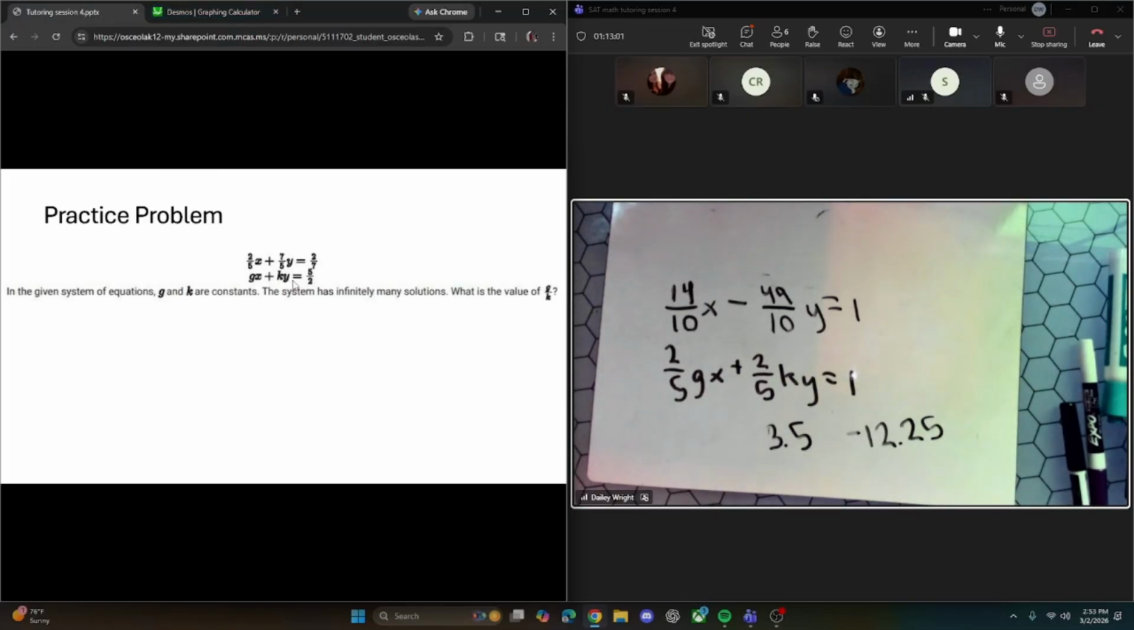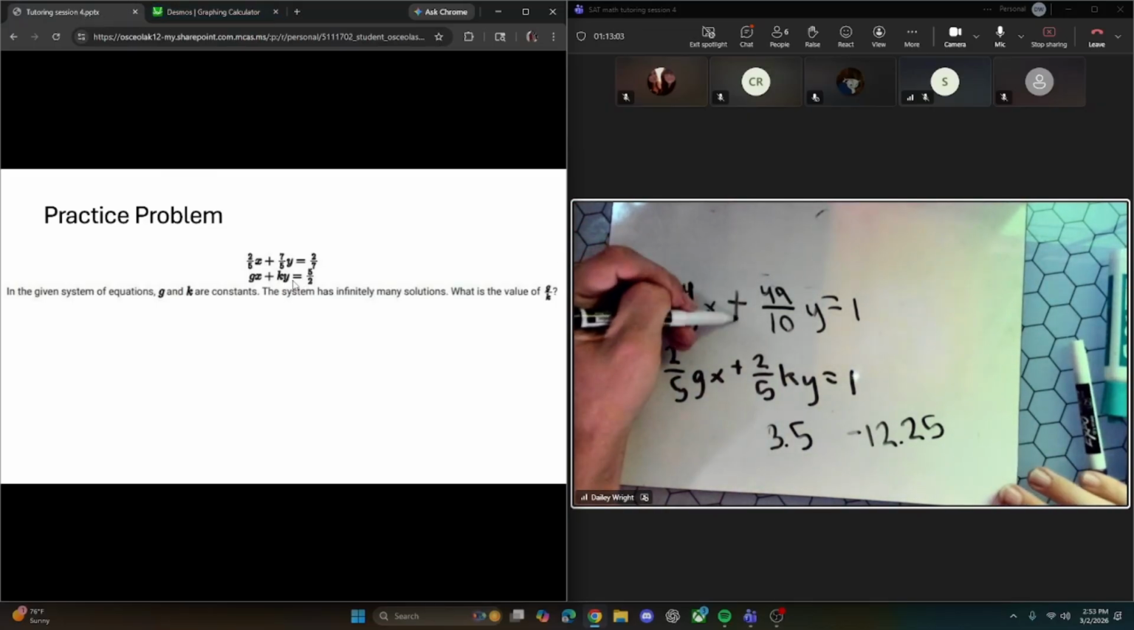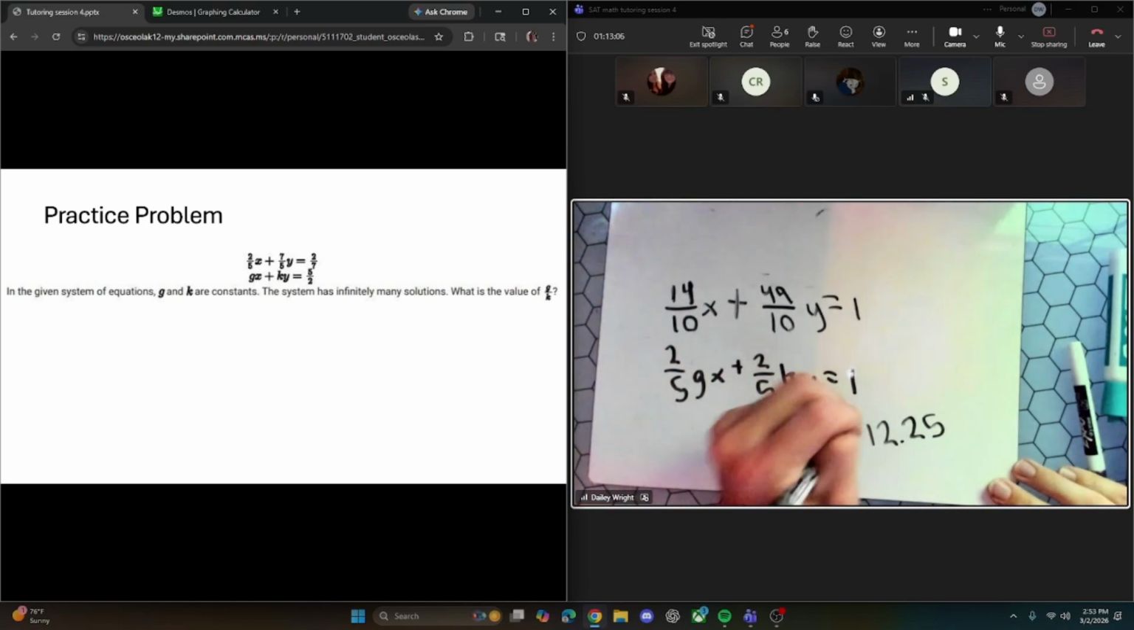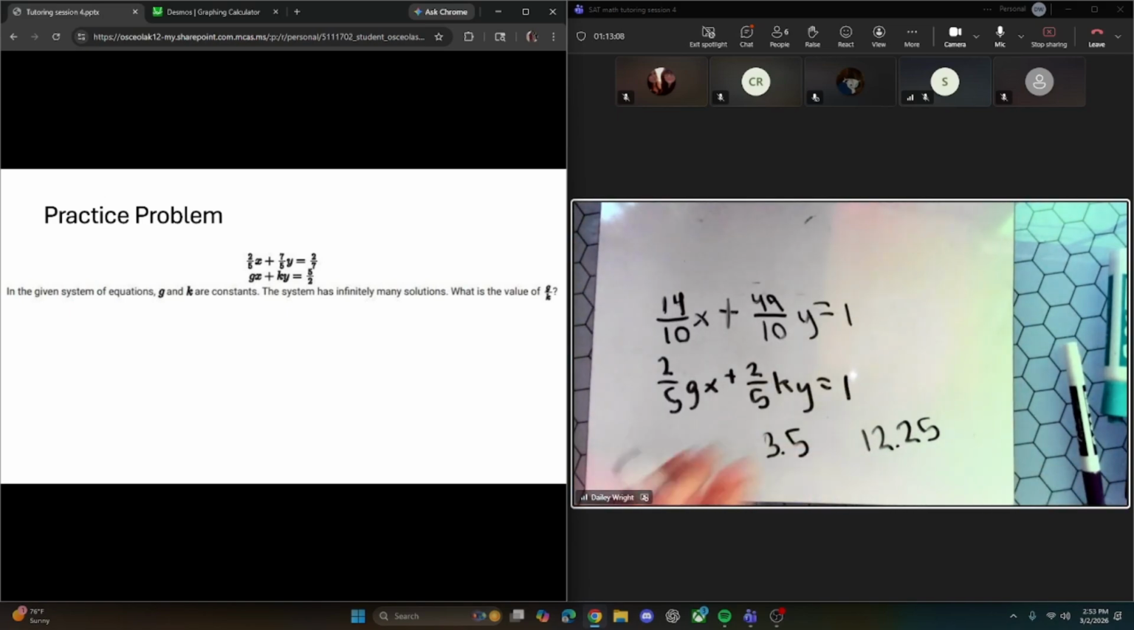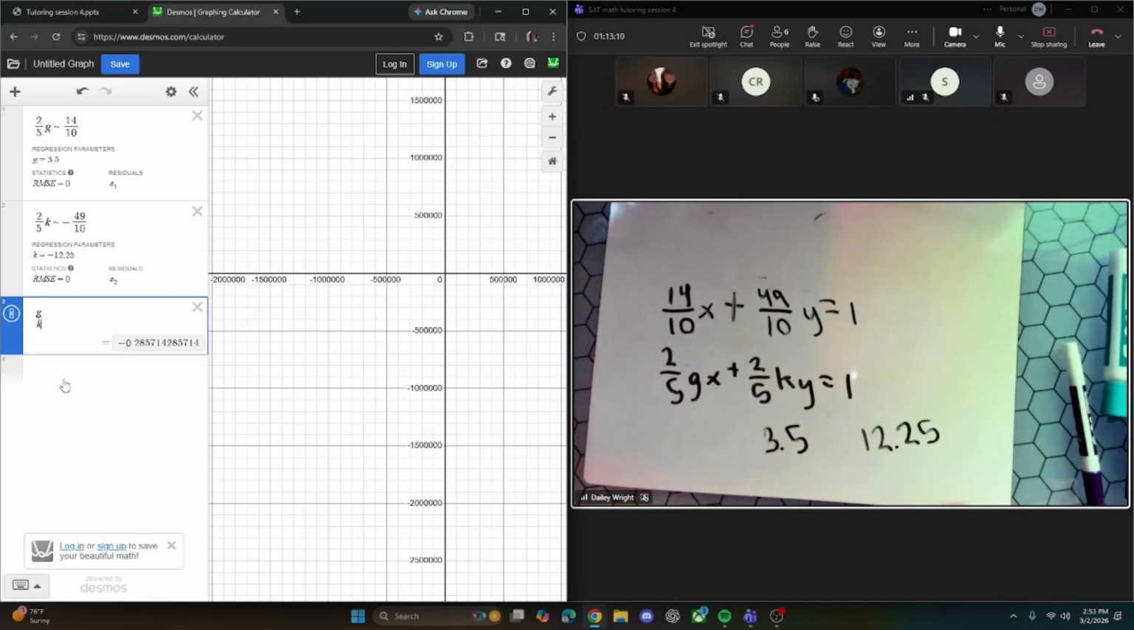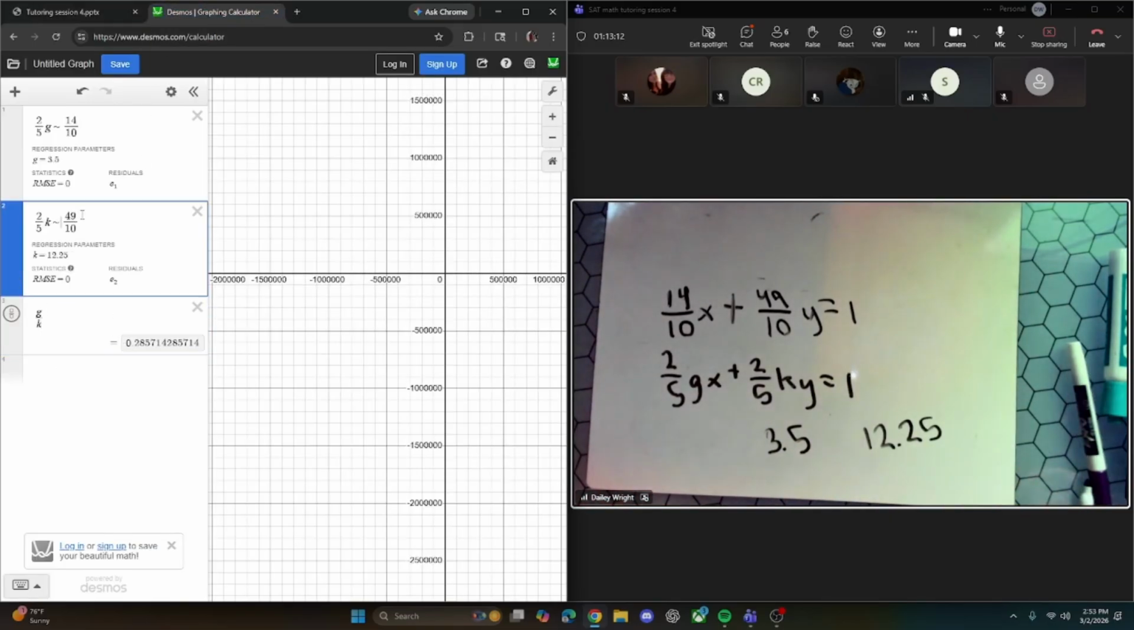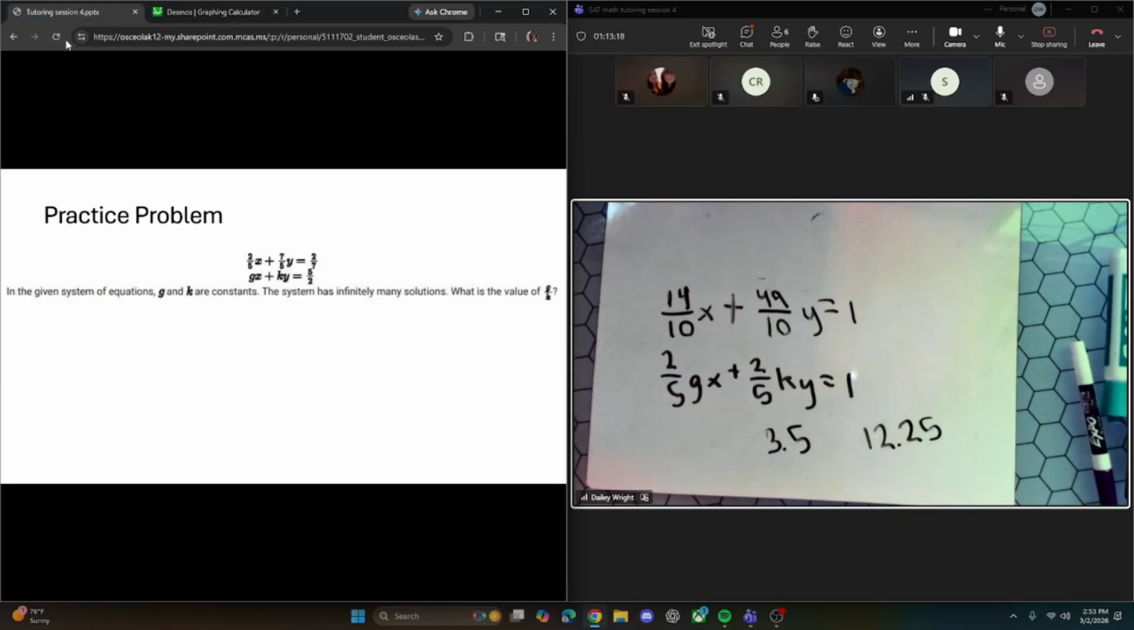Oh, these are both plus. I don't know where I got the minus sign from. This is a plus, and that 12.25 is going to be positive. So this is going to be positive 2.8, or 0.2857. Are there any questions on how I got to that answer?